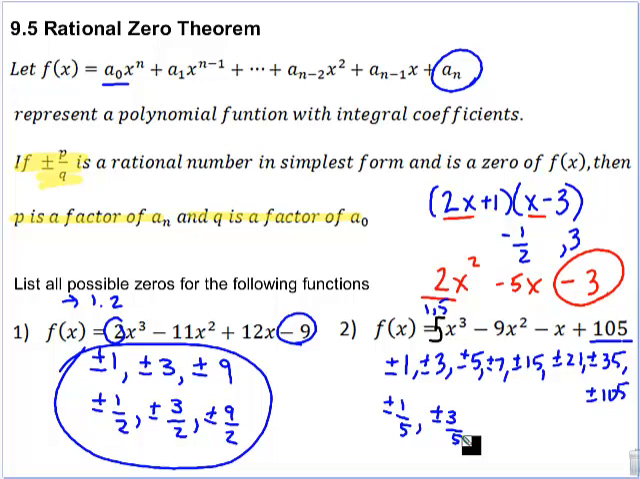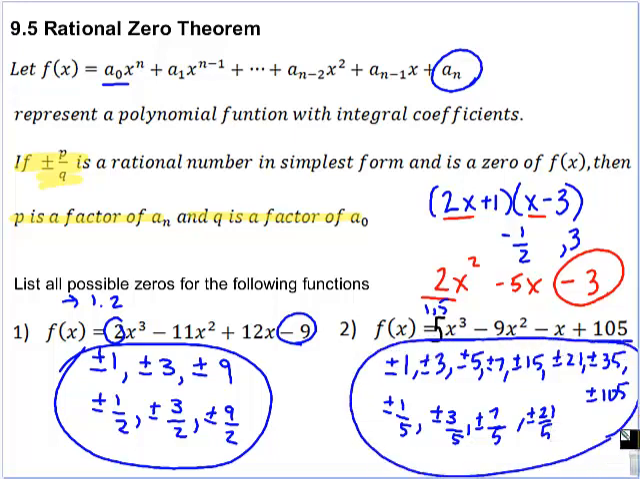7 divided by 5, so plus or minus 7/5. What happens when we divide 15 by 5? It's 3, which is already listed, so we're not going to list it. 21 divided by 5. 35 divided by 5 is 7, already listed. And 105 divided by 5 is 21, which is already listed, so we won't list it again. So here would be our possible factors.